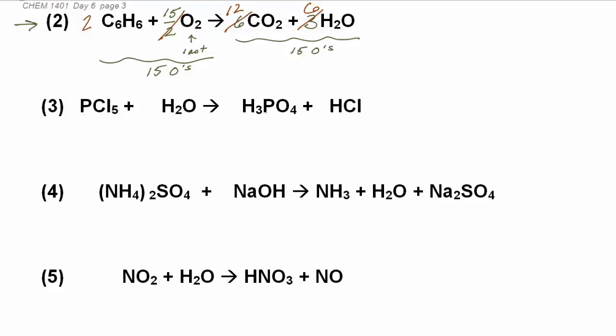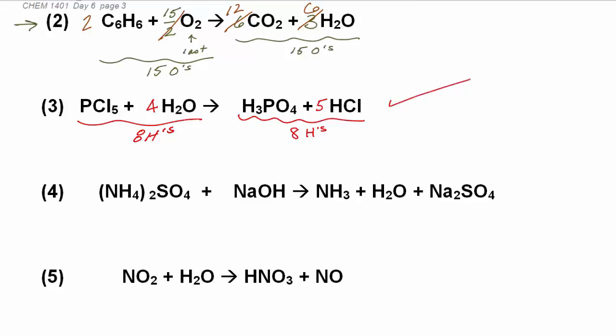Next one. 1 phosphorus, 1 phosphorus. 5 chlorines, 5 chlorines. 5 hydrogens, and 3 would be 8 hydrogens. Over here I need 8 hydrogens, so if I put a 4 there, I would have 8 hydrogens. How about the oxygens now? 4 oxygens, 4 oxygens. Done.